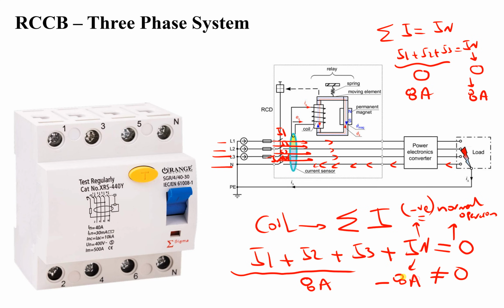Now you are going to ask me why there is a negative here. Because the I neutral, you can see, goes in the opposite direction. So it has a negative sign due to its opposite generated magnetic field. Now the summation of these four currents will lead to a magnetic field. If there is a net magnetic field due to a fault, it will activate a coil that will open or trip the circuit breaker.